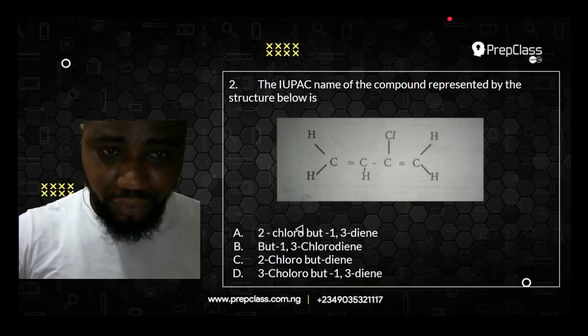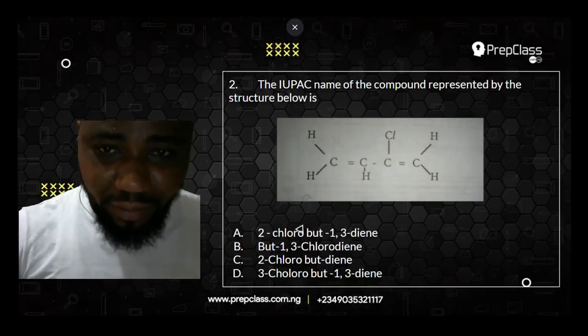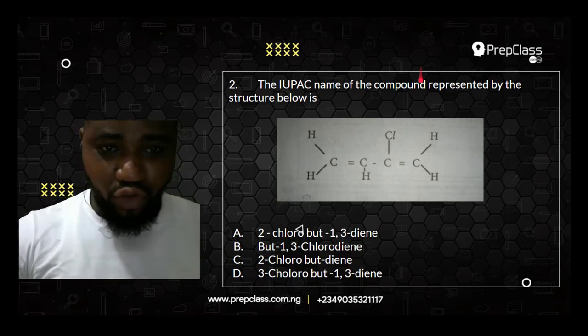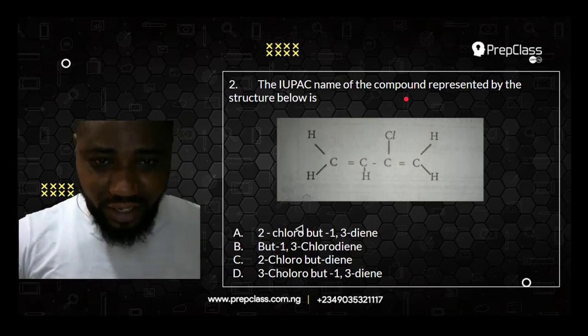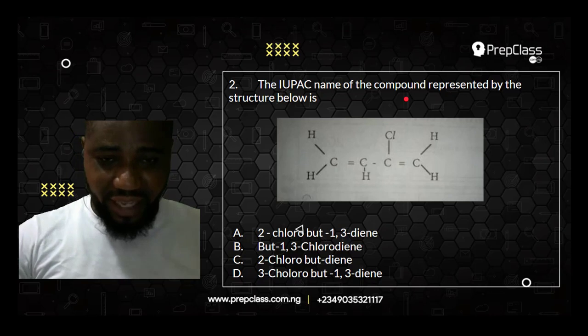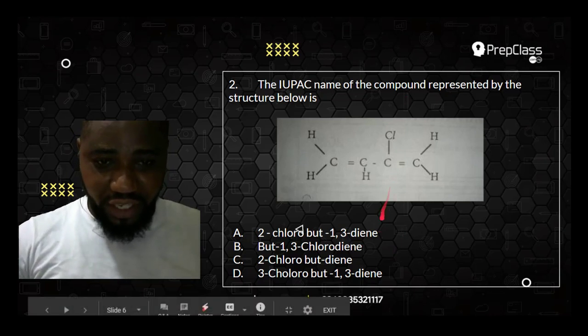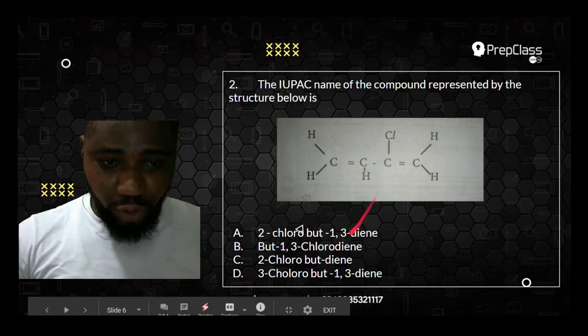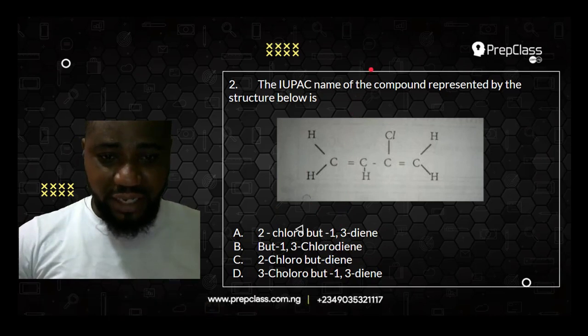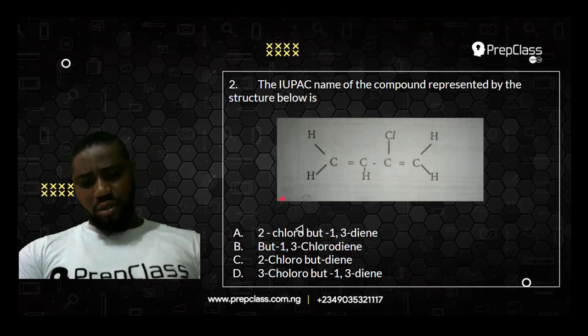Question number 2. The IUPAC name of the compound represented by the structure below is: option A, 2-chloro-but-1,3-ene; option B says but-1,3-chlorodiene; option C says 2-chloro-but-diene; and option D says 3-chloro-but-1-diene. Which one would be the answer?